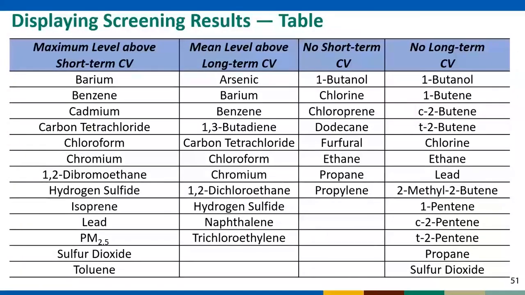This was a table in the main part of my health assessment document. It showed the community what chemicals I was going to look at and why. My 150 plus chemicals were shortened to this list of chemicals, which is still a lot. But I do provide lists for those contaminants where the maximum levels were at or above their short-term CVs in the first column, where the mean levels were at or above long-term CVs in the second column, where no short-term CVs were available, and where no long-term CVs were available.